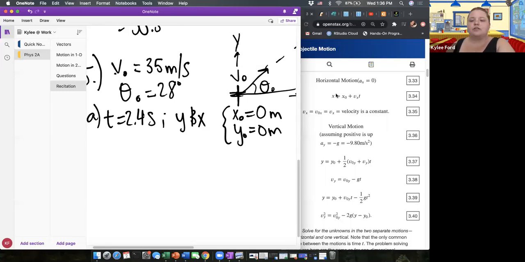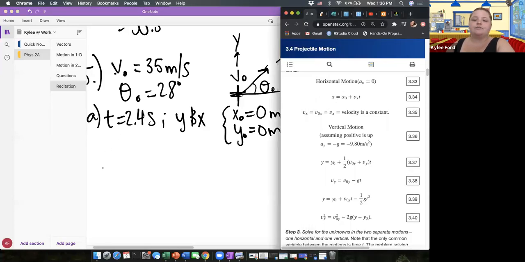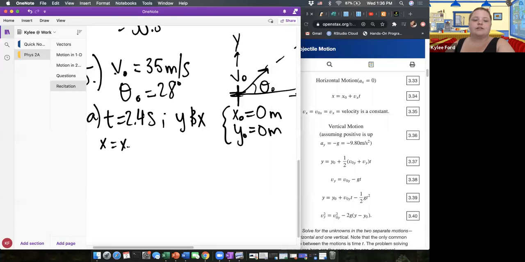Now I'm going to look at my horizontal motion and get this first equation here: x equals x naught plus Vx t. So I have my t, good. My Vx, and hopefully you remember from lecture, the velocity is constant in the x direction. I have this number because I have my V naught value. I have my x naught that I just defined. So now I can solve for my x.